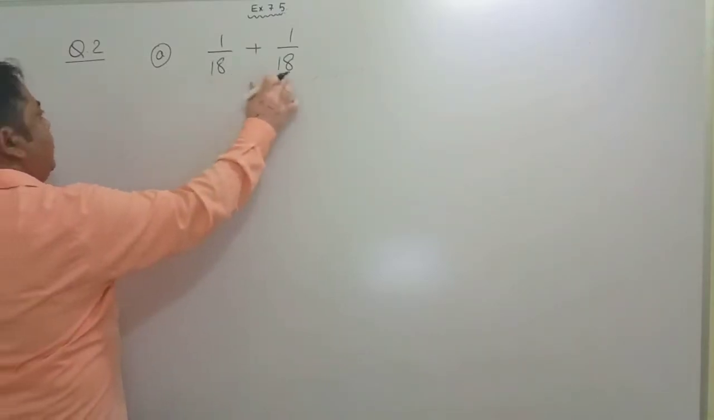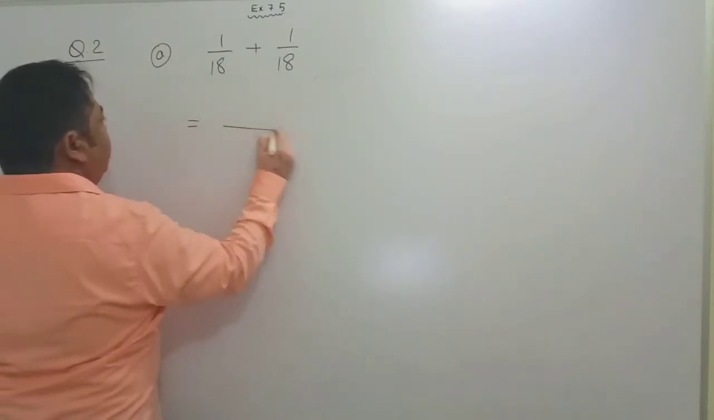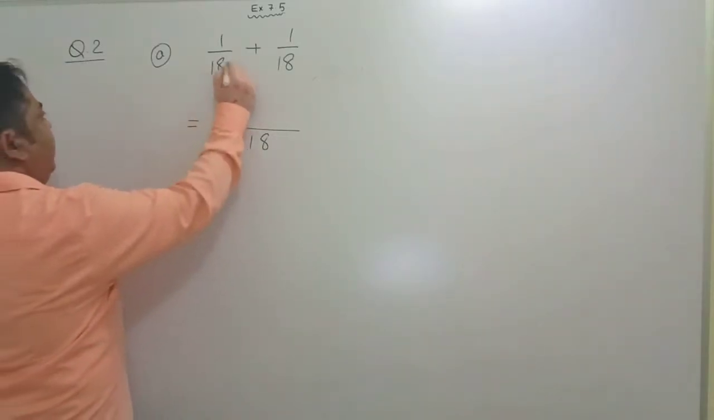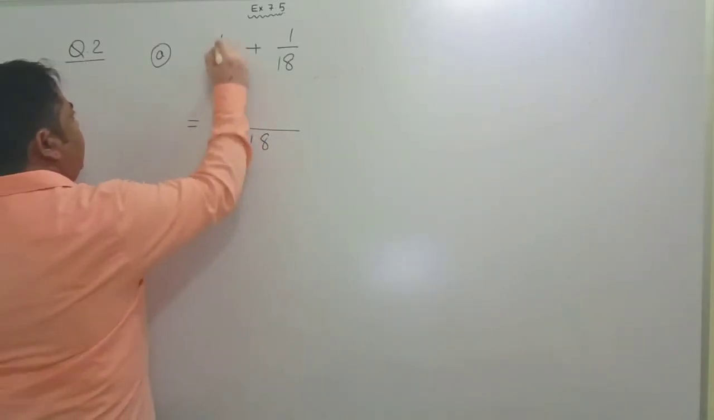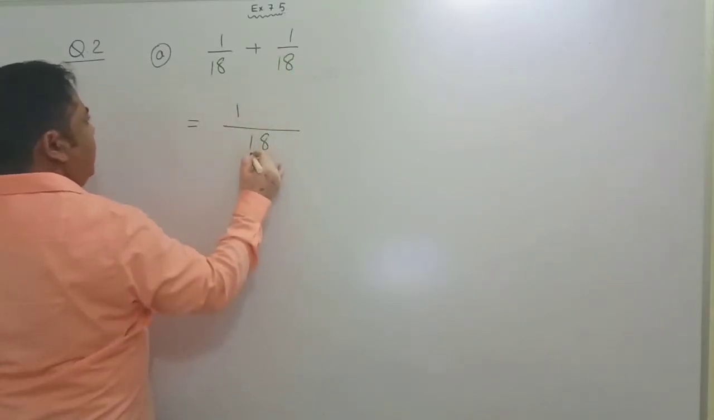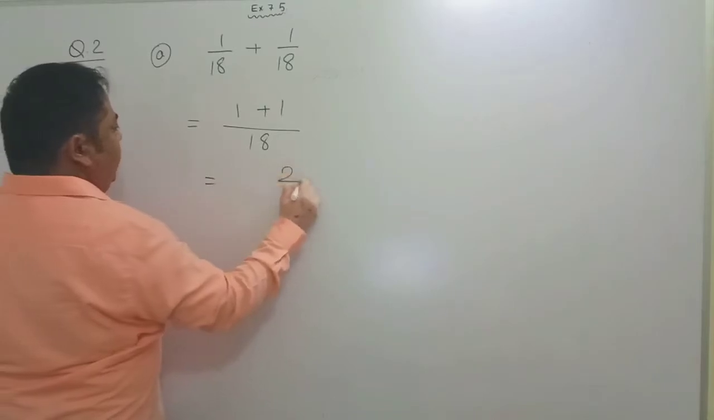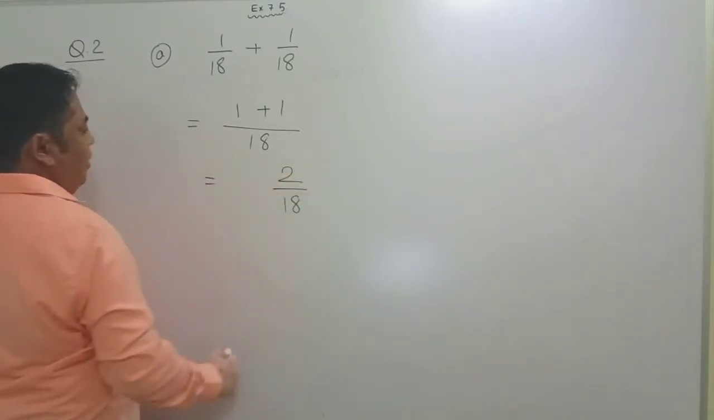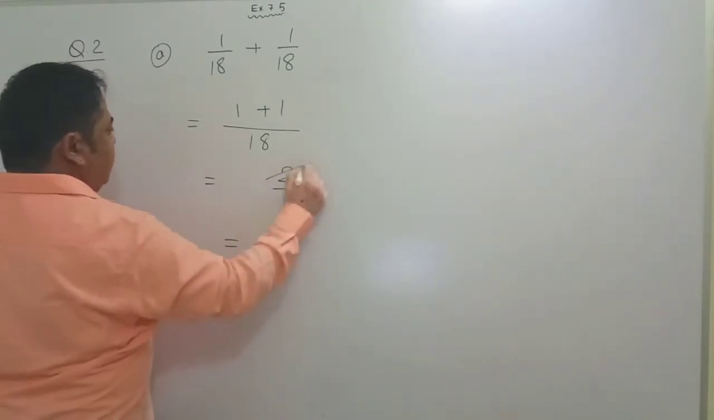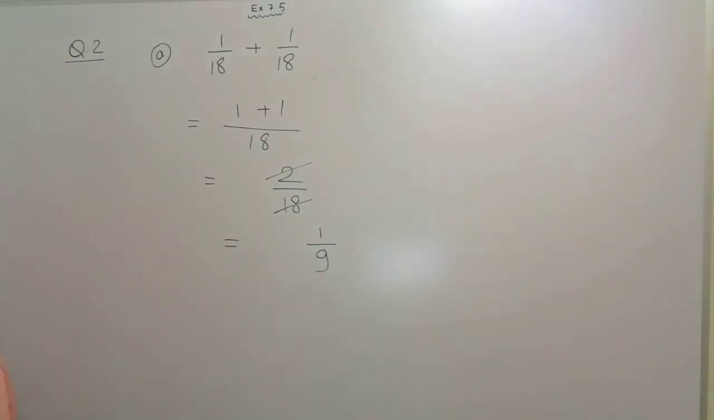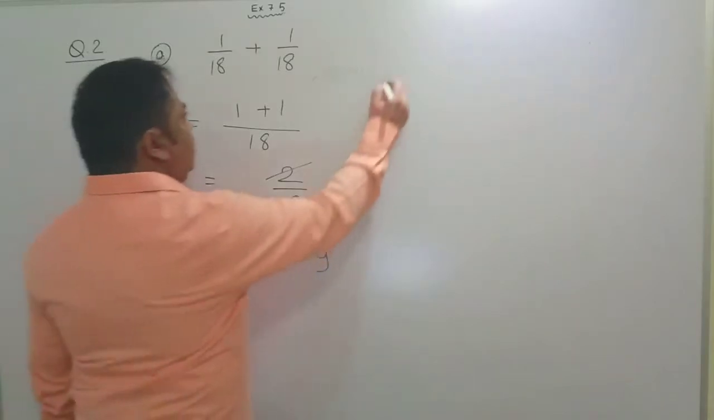If the denominator is the same, then the LCM will also be 18. And this will become 18 ones are 18 and 1 ones are 1. It will be equal to 2 by 18, and it can be simplified as 1 by 9. Similarly, we can do question number B.